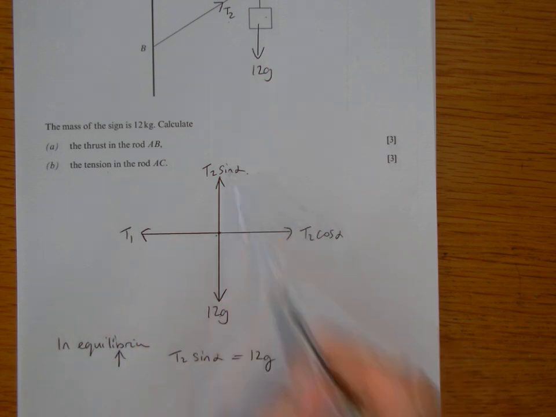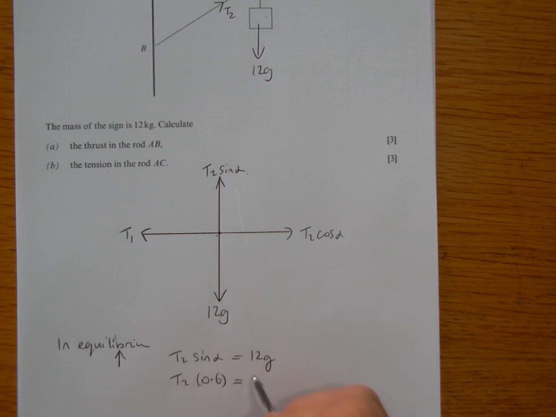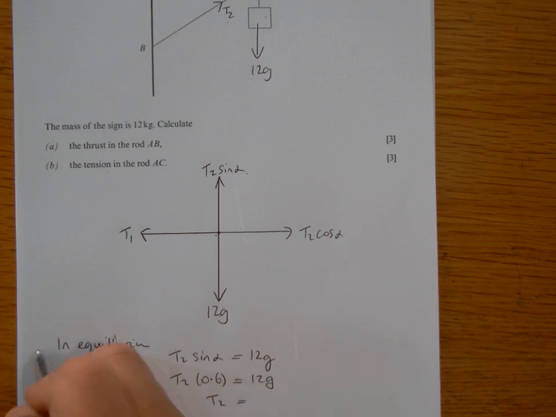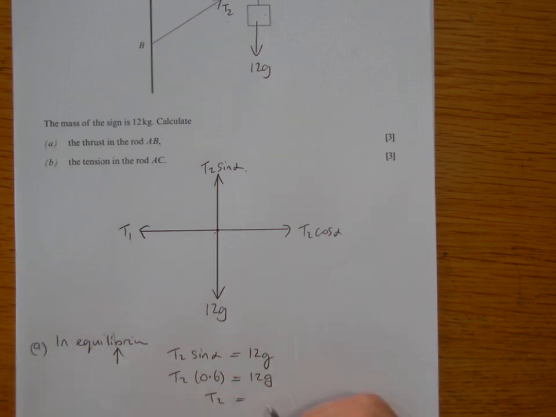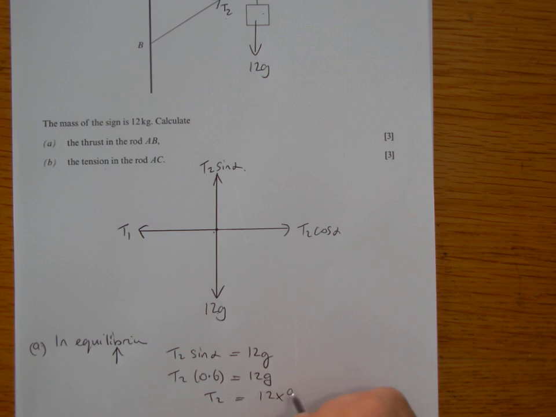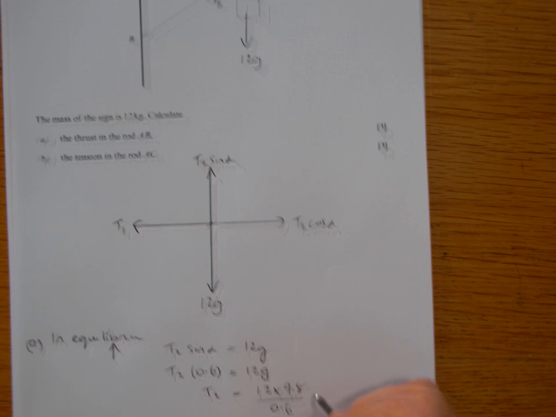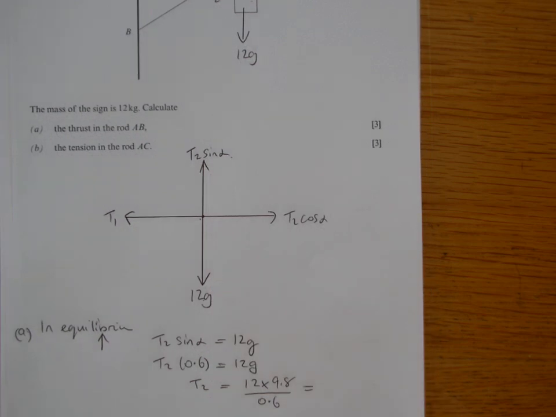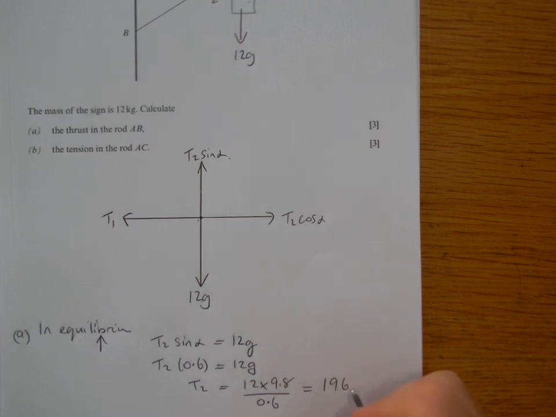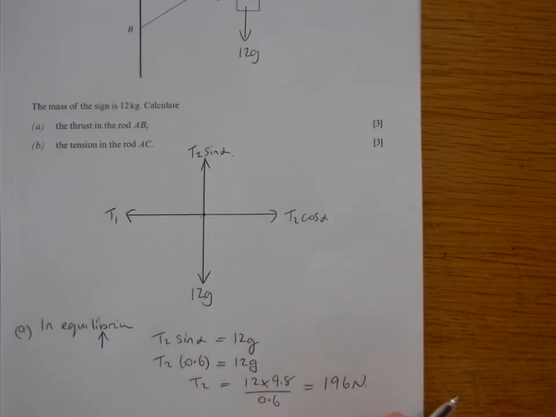So T2 sine alpha is equal to the weight, and we know sine alpha is 0.6 because they've given us that. Then straight away you can work out T2, the thrust, which is what they're asking for in part A, by doing 12 times 9.8, so 12g, divided by 0.6. I do that on my calculator, and I get 196 newtons. So I've got my thrust.